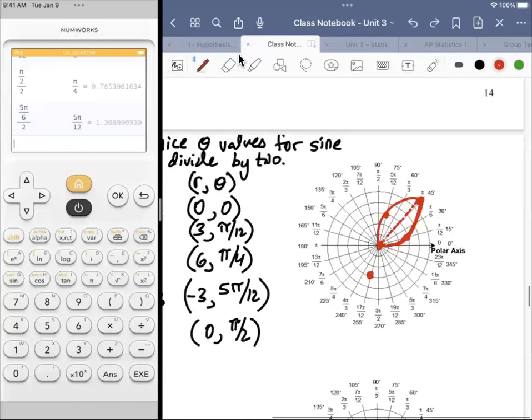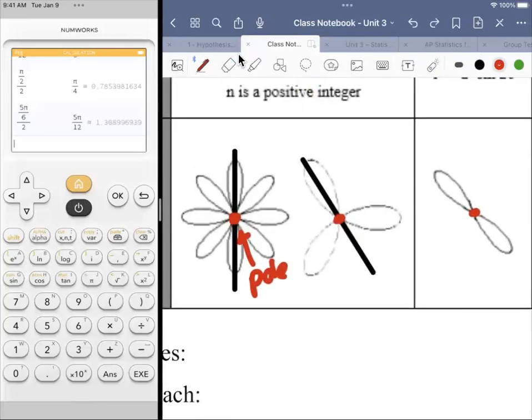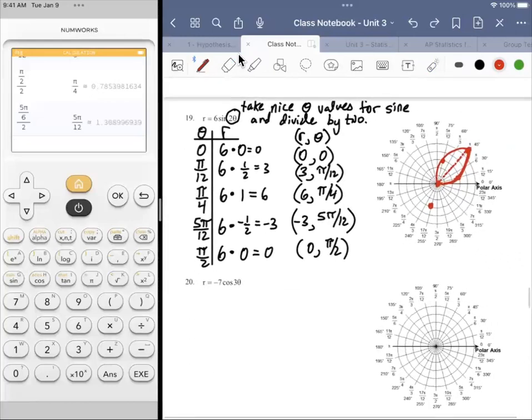Now, if we go back and look at our guide, we can see that we could have an odd number of petals or an even number of petals. So we have two choices here. One would be to go to the calculator. The other would be to continue with nice points for sine. So I'm going to do a few more and see if it gets me where I need to go. And if not, I'll kick over to the calculator. I'll resize all this in a couple minutes.